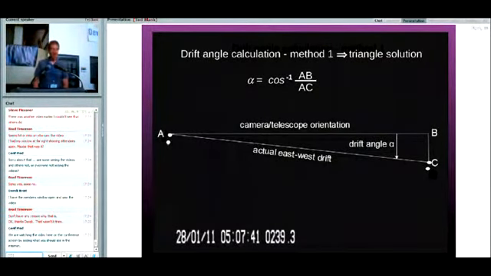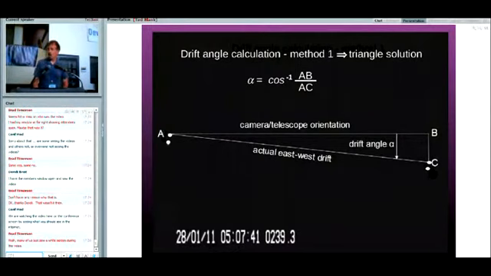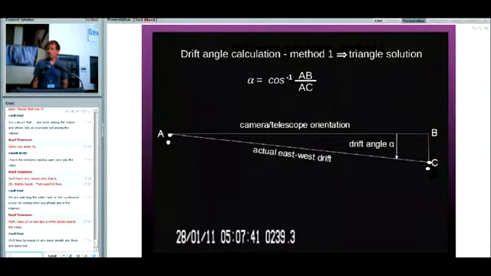We have a triangle that's created, one for each double star component. It's A, B, and C. And it's very simple math here to compute that drift angle. Alpha, it's the cosine inverse of side AB over AC. Again, this is 7th grade math. And we get a separate drift angle for each double star component, and you average them together. Just add them up and divide them by 2. That's the first method of computing the drift angle. Next slide.